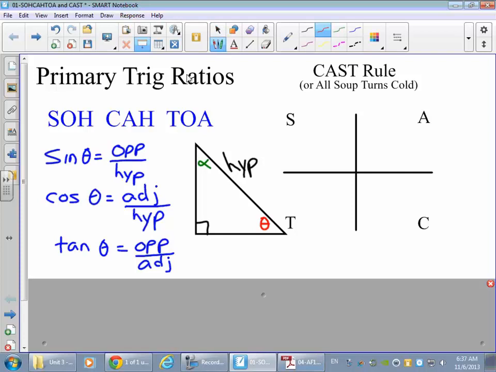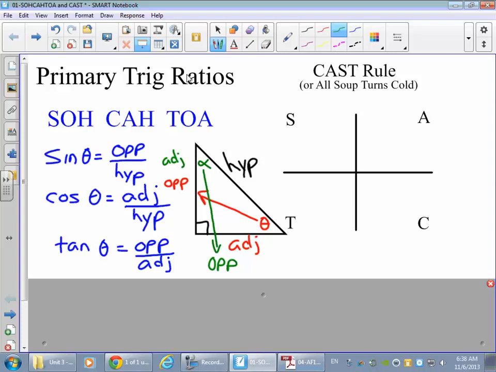So if I'm looking at the red angle here, theta, across from the red angle, opposite of the red angle, is the side that we call the opposite. Beside it is the side we call the adjacent. Adjacent means beside. If I'm looking at alpha, this ends up being my opposite, and this ends up being my adjacent.